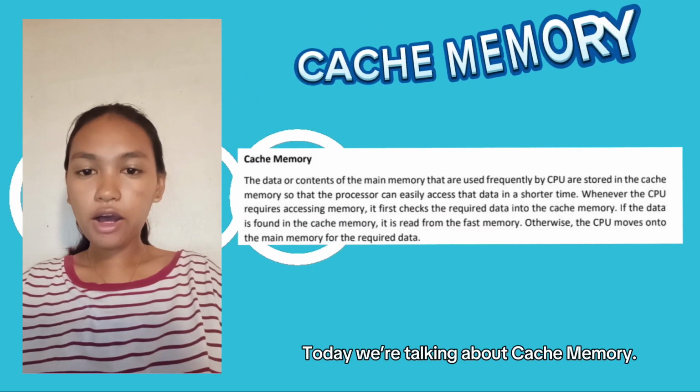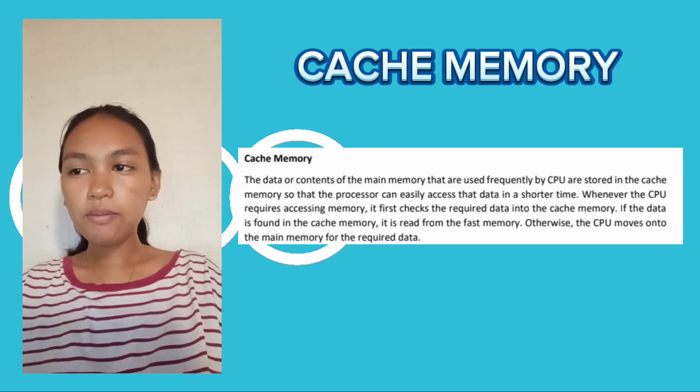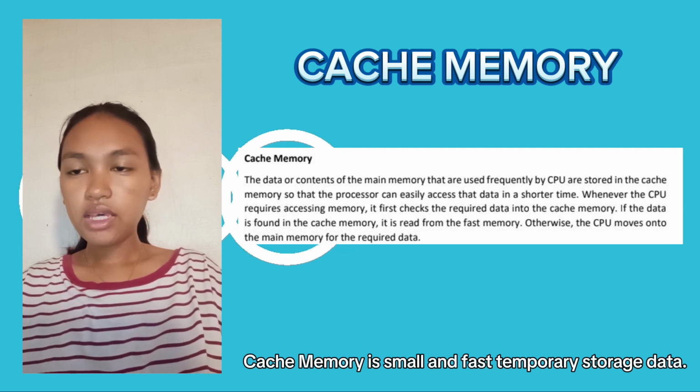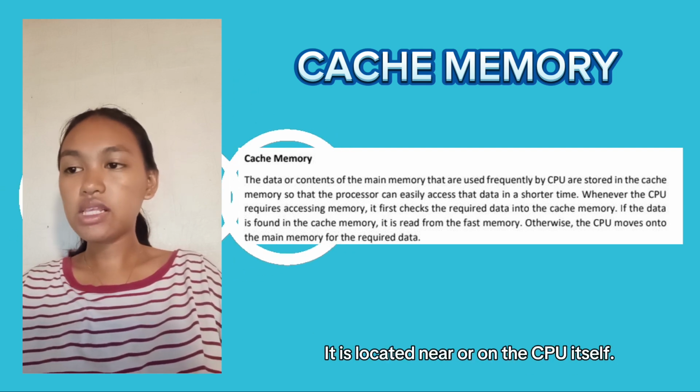Today, we're talking about cache memory. Cache memory is small and fast temporary data storage. It is located near or on the CPU itself.